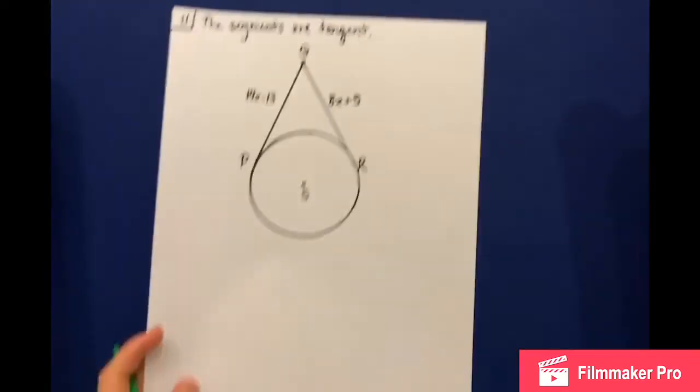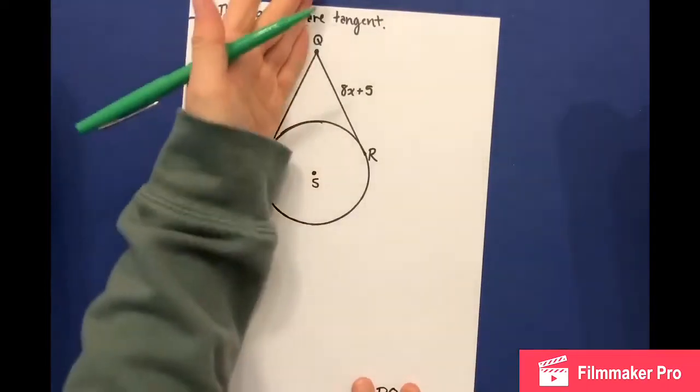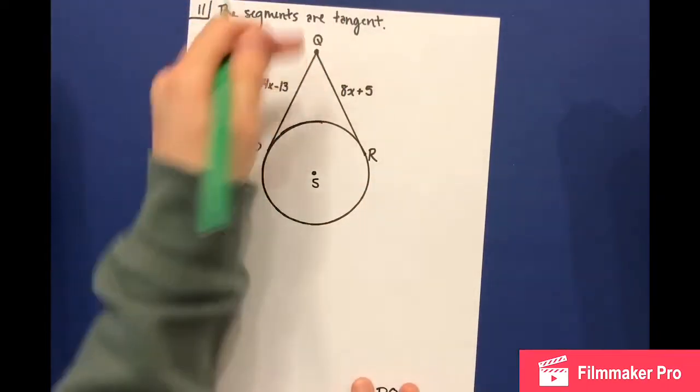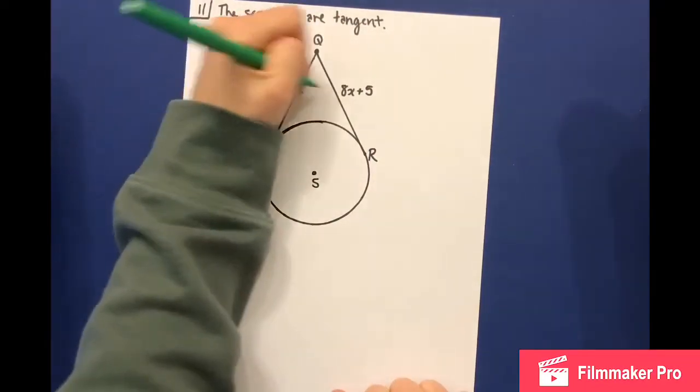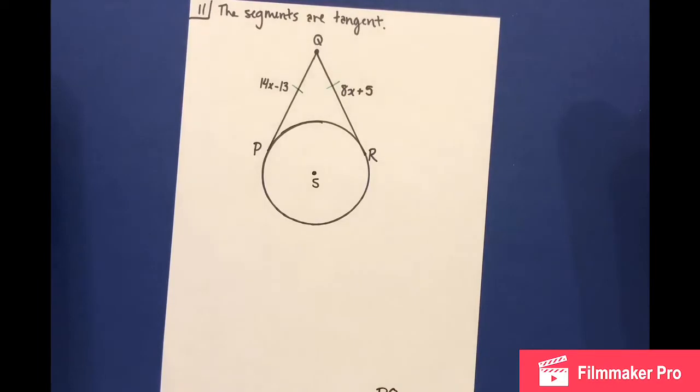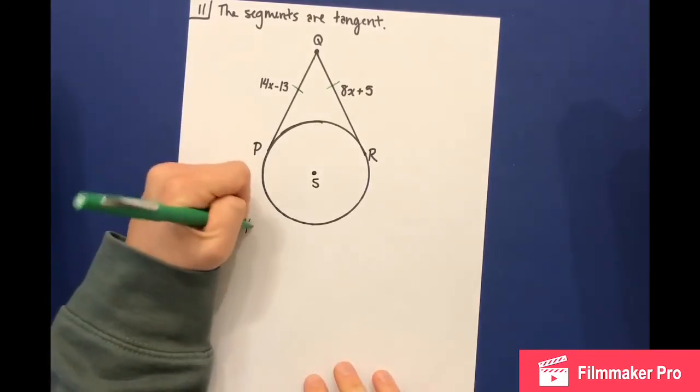Number 11, very, very similar. Yes, they appear to be tangent, so I'm allowed to assume they're tangent as of the instructions. So what I know is that this and this are going to be congruent lengths. Therefore, they have the same measurement. So I'm going to set them equal.